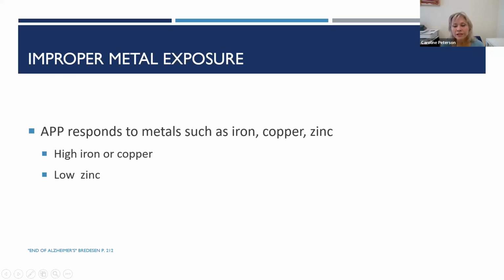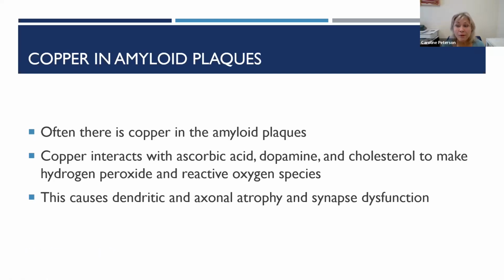And then the metal exposure, we know that the amyloid precursor protein responds to iron, copper, zinc, and that they need to be in the right ratios in order for it to function right. So that's a component. We also know that copper is found in the amyloid plaques. And of course, excess copper will cause death of the synapse and the neurons.